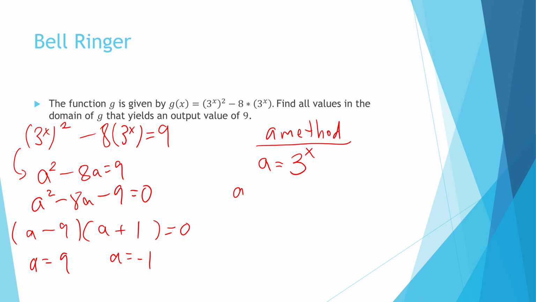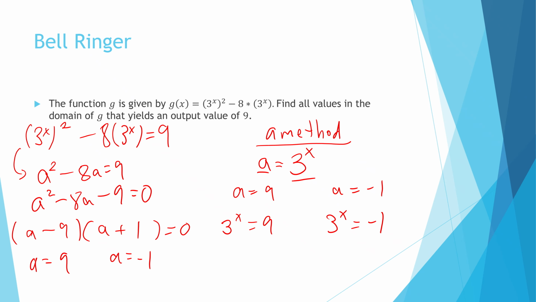Now that's great, but we're not done there. Remember, even though we subbed out 3 to the x in for a, you have to tag it back in the game. So here we get 3 to the power of x equals 9, and then 3 to the power of x equals negative 1. And now we can solve both equations for x. Remember, we're solving for x, we're not solving for a. So make sure you don't forget that next step.